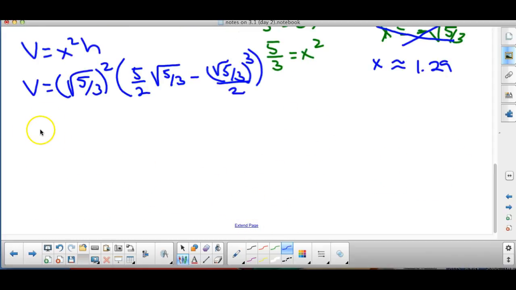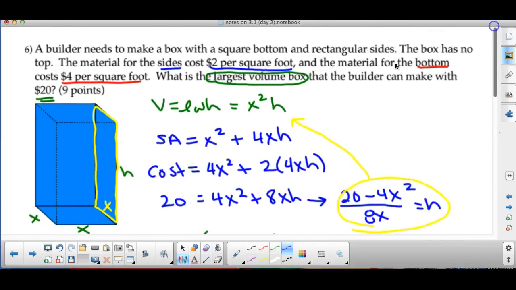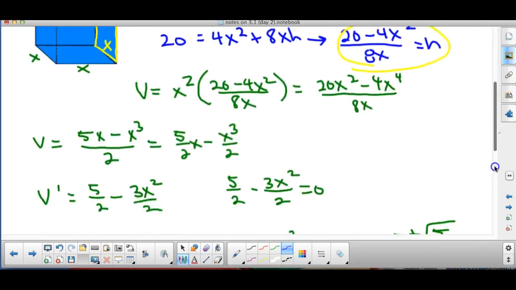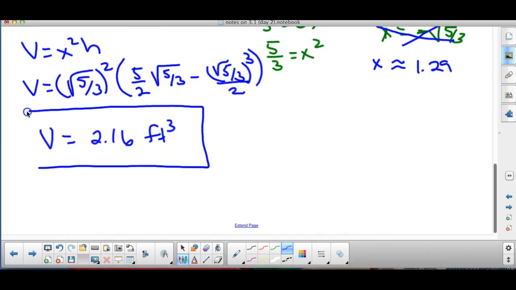It does end up being a little messy, but when everything is said and done, you should get a volume of 2.16 cubic feet. And I know the units are cubic feet because we're talking about the price per square foot here. So our final answer to the question is our maximum volume based on this constraint of $20 for the cost of the material. Our maximum volume is 2.16 cubic feet.